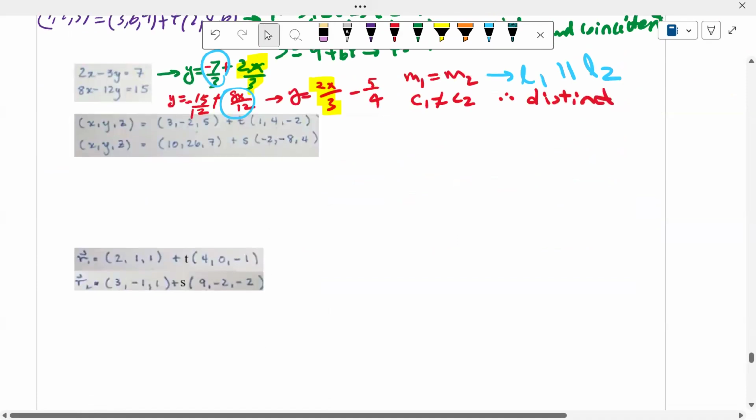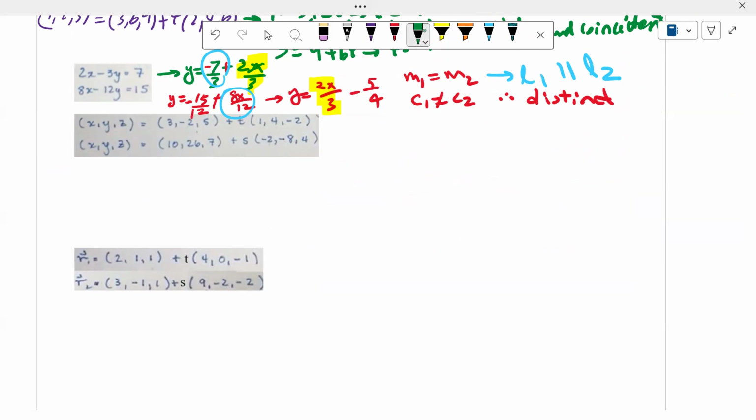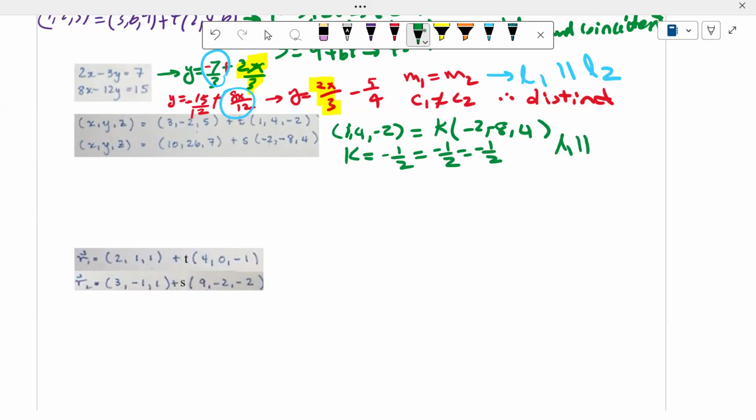Okay, so what do we have to do? We have to realize if these two are parallel. Well, let's see. Is (1, 4, -2) equal to k times (-2, 8, 4)? If I do that, k is equal to -1/2. For the second one it is -1/2. For the third one it is -1/2. Therefore, line 1 is parallel to line 2.